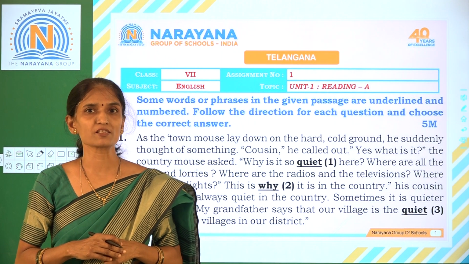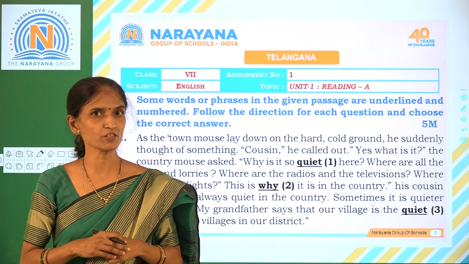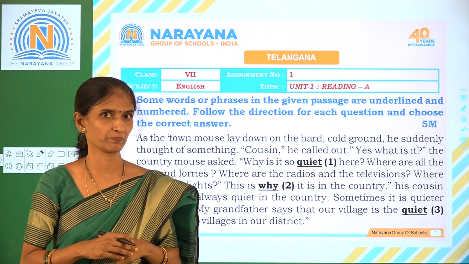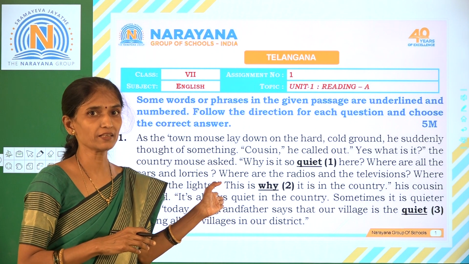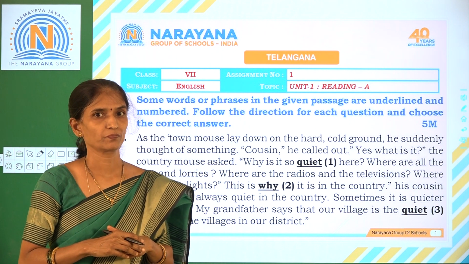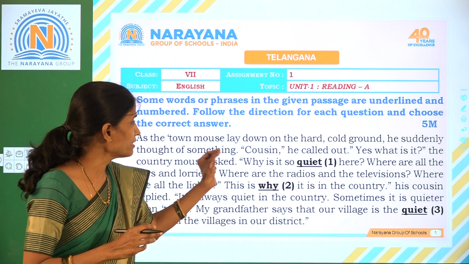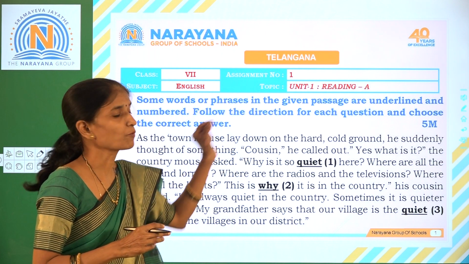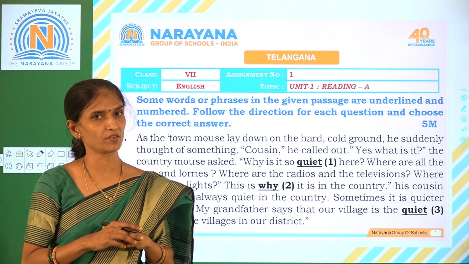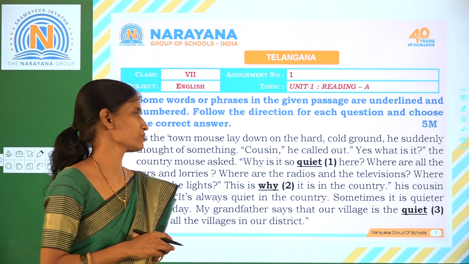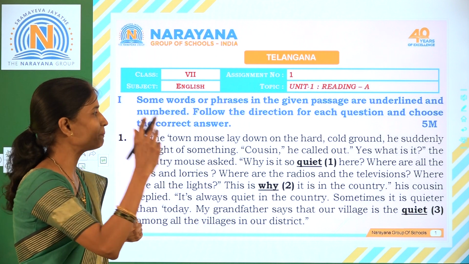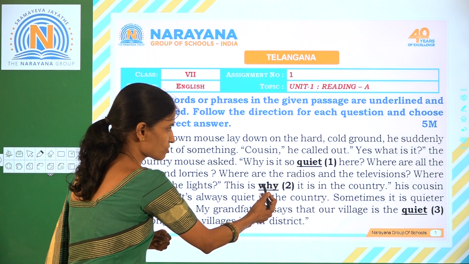Now we shall discuss key for assignment 1 which is based on unit 1 A reading. We are given a passage from the text A reading and some words are underlined. For every underlined word some question is given and according to the question we need to make certain changes in the underlined words. Okay, let us read quickly. So just keep in mind the underlined words, quiet.